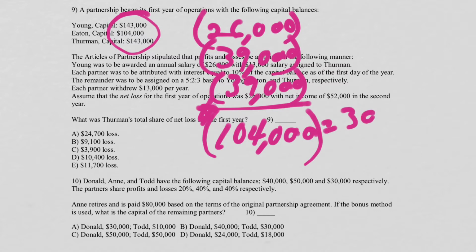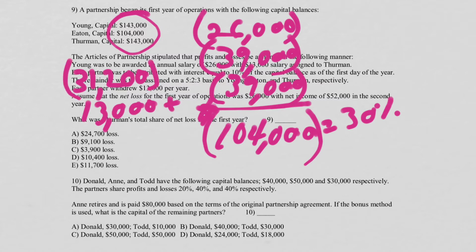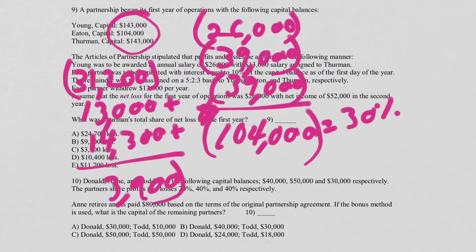30% of that is 31,200, or do I have it right? So 104 times 30% is 31,200. Now you have to adjust by adding back the salary that he got. So this is a plus, this is negative, a loss. He got 14,300 as interest on his partnership capital account. Then this is going to net out to what? 3,900 loss, and that becomes the answer. Answer C is the amount.